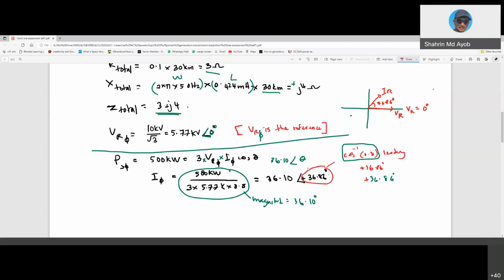Okay, why negative? Because if the power factor is lagging, meaning that you have this one as VR, which is your reference at 0 degrees, lagging meaning that the current is lagging the voltage. So this is your IR. Since this is 0, it should be at negative 36.86, right?